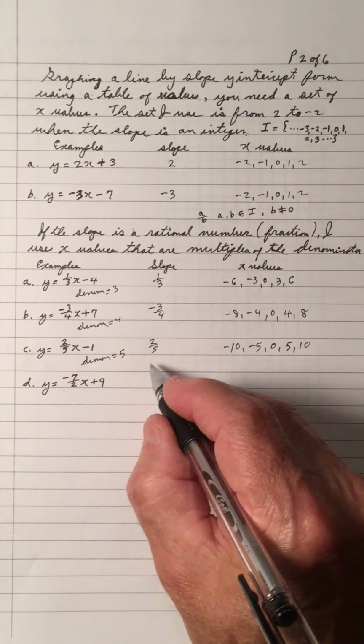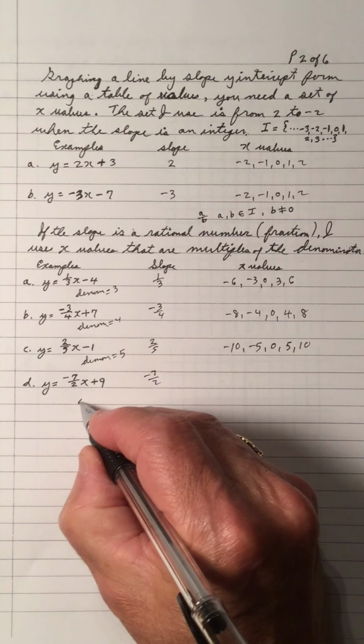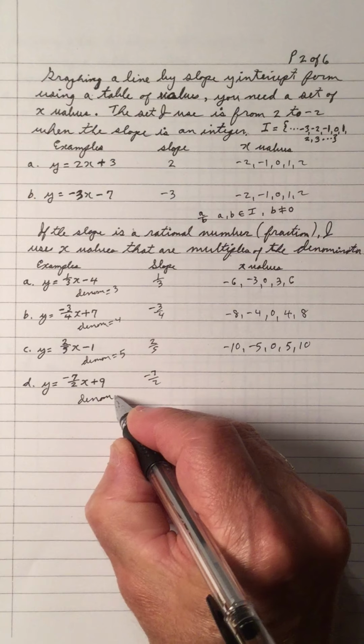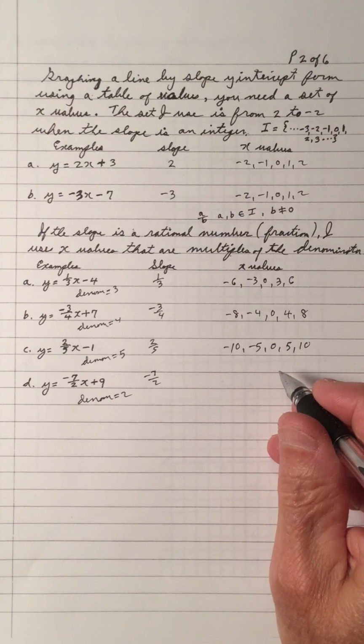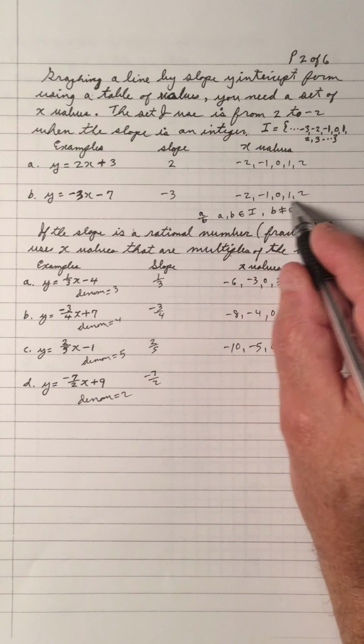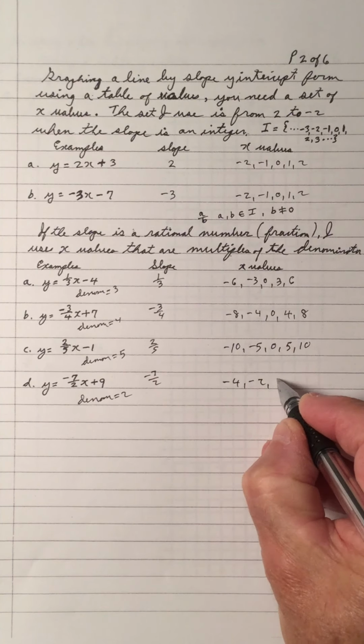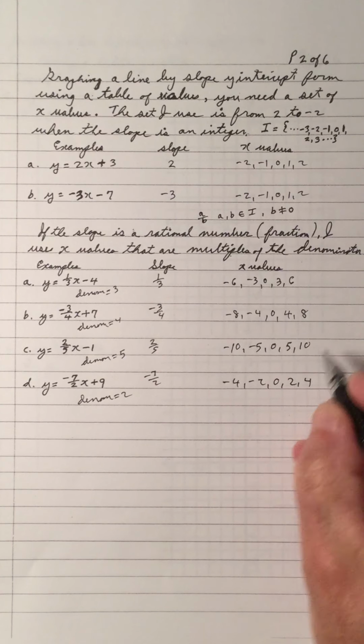And the last one, we have a slope of -7/2, and the denominator of that fraction is 2. So I will use multiples of 2. So take these numbers and multiply them all by 2. So that's -4, -2, 0, 2, 4.